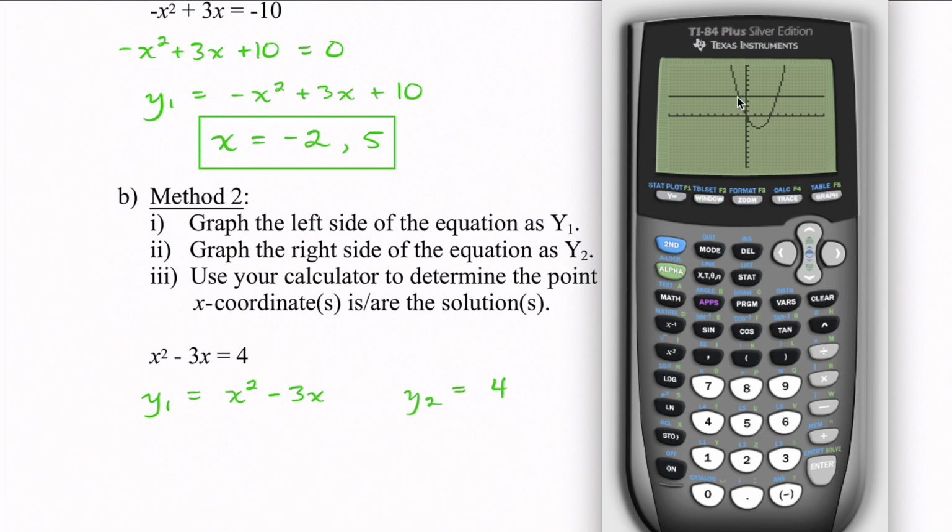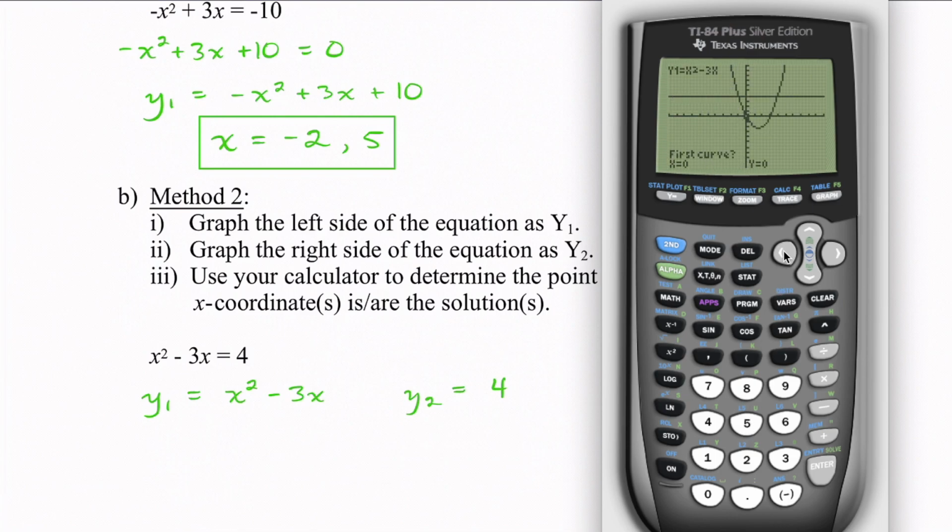Okay, and I can see that it crosses here and here. Now with this method, we're going to again click second trace to get to the calculate function. It was no longer at a height of 0 though. What we want to find is where those two lines crossed or intersected. Just like an intersection for roads, where you come to an intersection, it's where the roads cross. Same thing for lines. So we want to click option number 5.